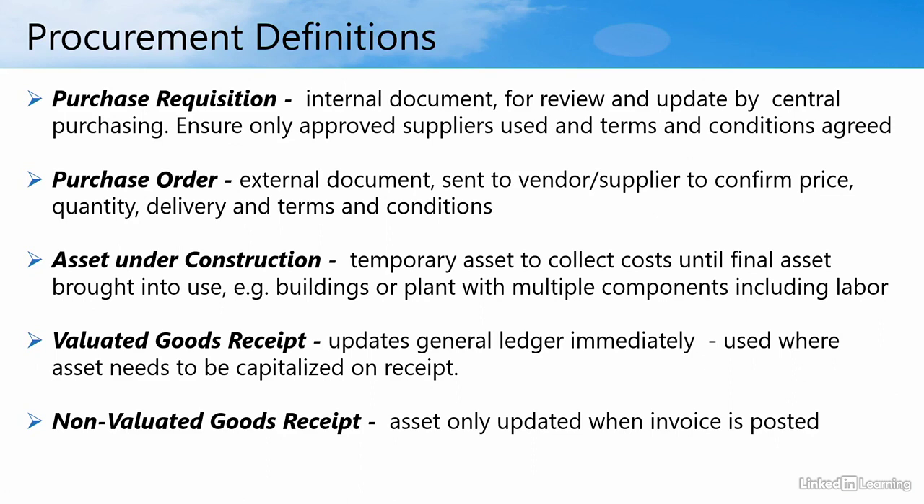An asset under construction is a temporary asset to collect costs until the final asset is brought into use. For example, where an asset such as a building or plant has multiple components to build it, including labour. Evaluated goods receipt updates the ledger immediately and might be used where the asset needs to be capitalised on receipt. With a non-valuated goods receipt, the asset and therefore the general ledger will only be updated when the invoice is posted.